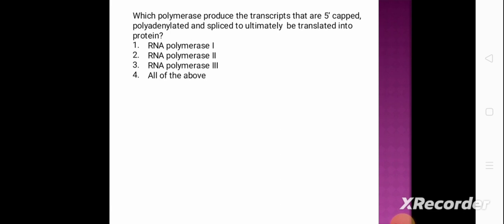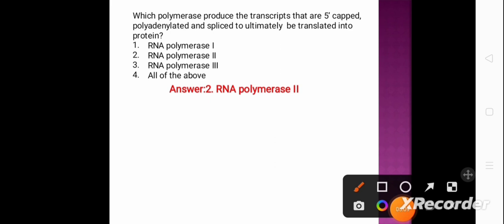Which polymerase produces the transcript that is 5' capped, polyadenylated, and spliced to ultimately be translated into the protein? Option 1 is RNA polymerase 1. Option 2 is RNA polymerase 2. Option 3 is RNA polymerase 3. And option 4 is all of the above. And the correct answer will be option 2, that is RNA polymerase 2.